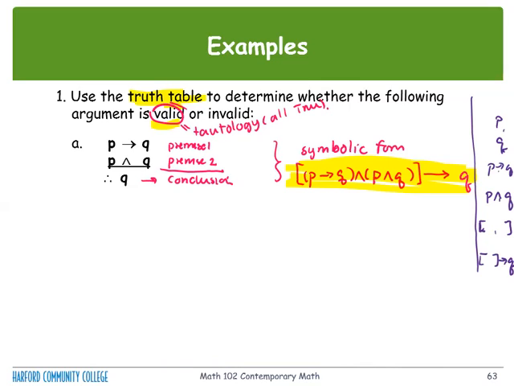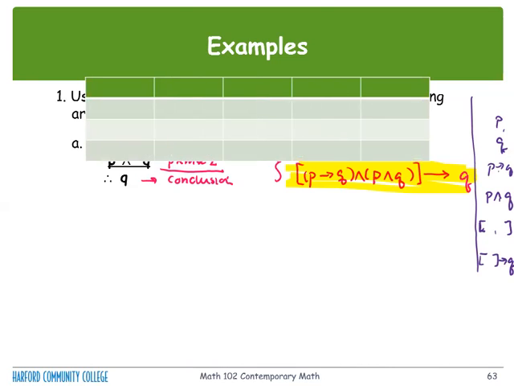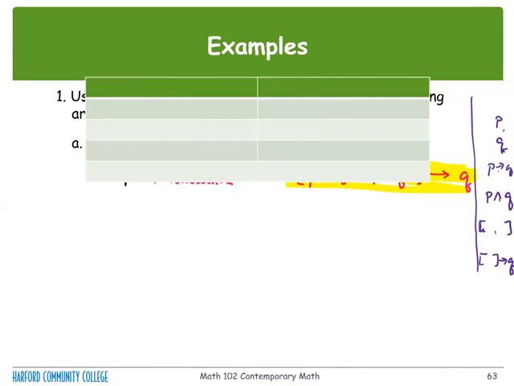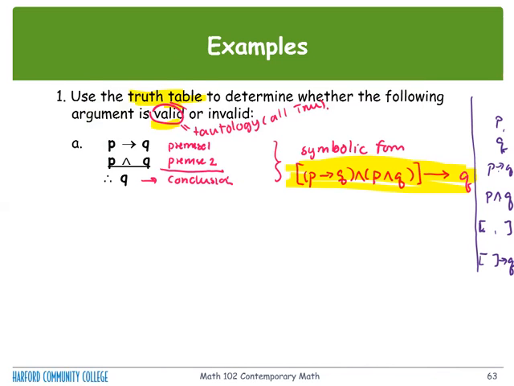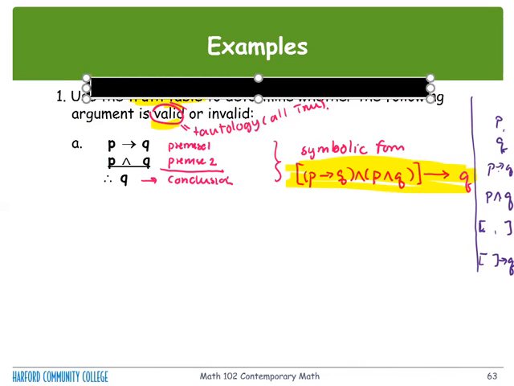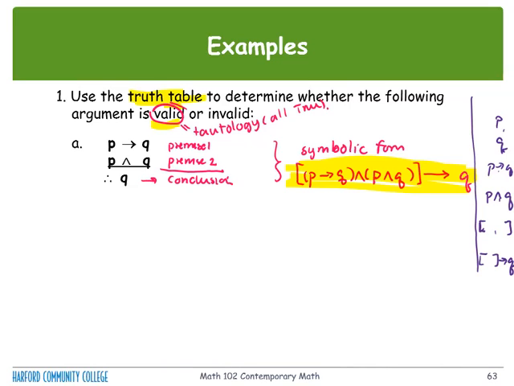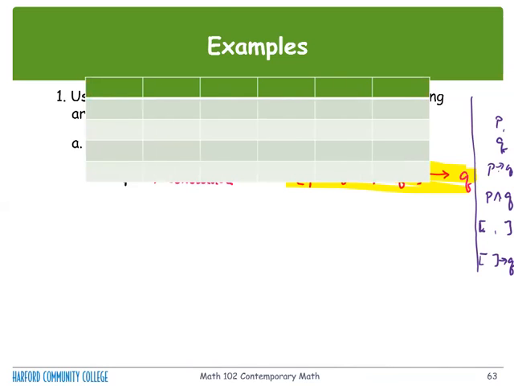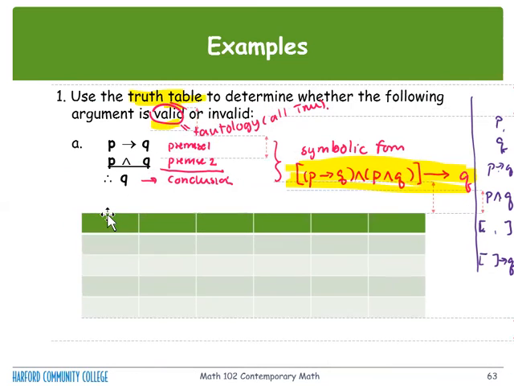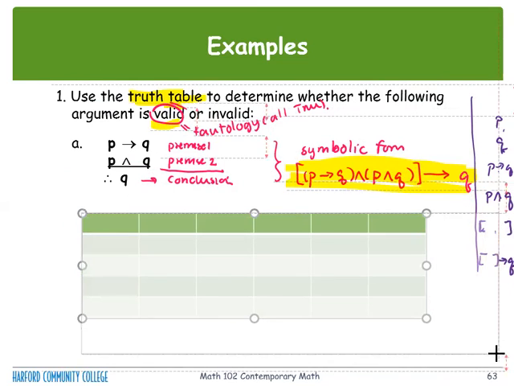To make 6 columns, I'm going to start by creating a table with 6 columns and 4 rows. Let me insert the table again, 6 by 5, bring it down here, and expand it a little bit more.